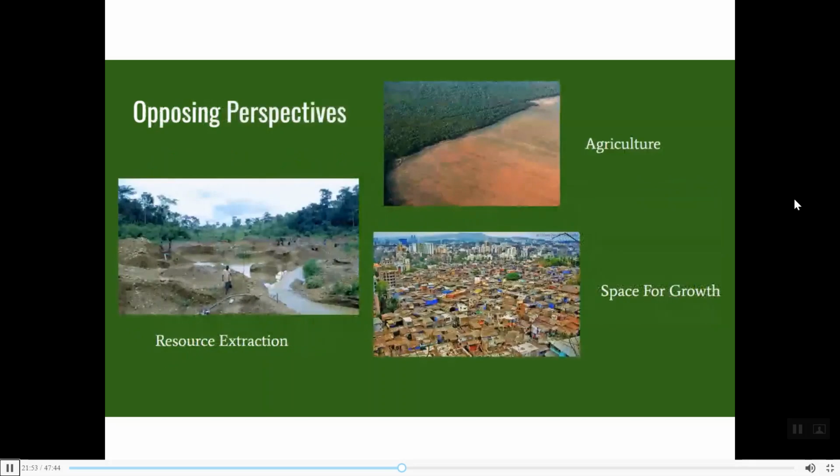So now I want to look at some of the opposing perspectives. The main opposing perspectives that go against wanting to get rid of deforestation and lessen its impact on biodiversity loss are resource extraction, agriculture, and space for growth. The clearing of forests creates more usable space for growth. While it isn't the most prevalent cause of deforestation, urban sprawl resulting from the need for more space is the main factor for a few of the deforestation hotspots I mentioned earlier in the presentation.